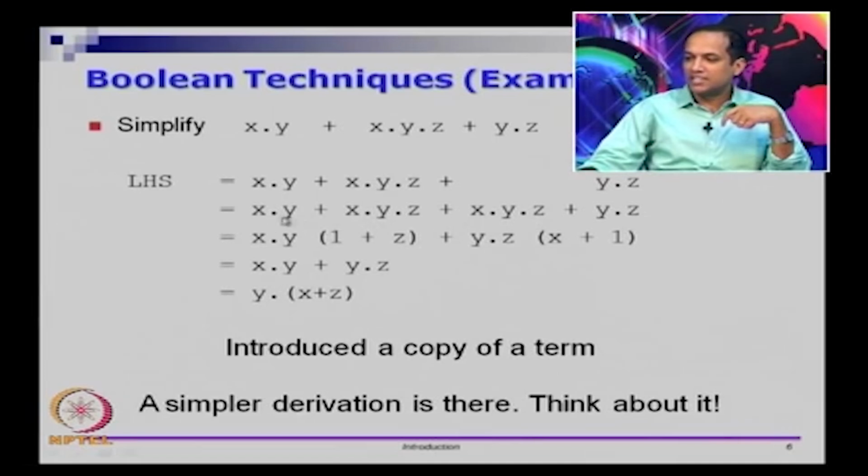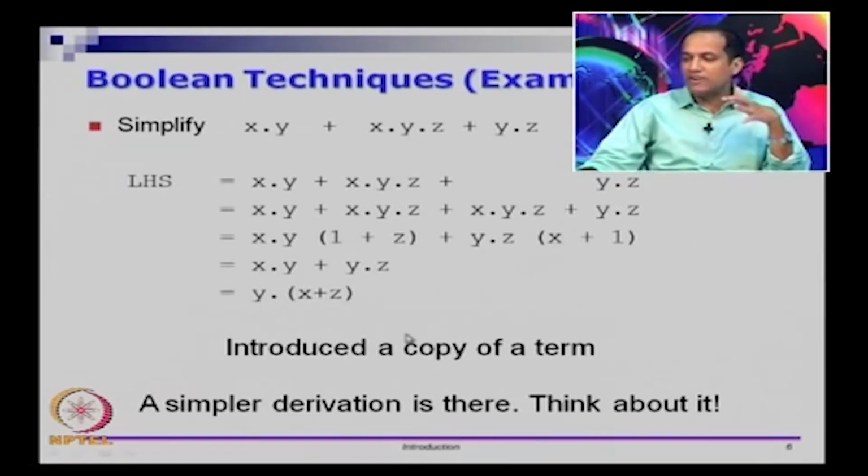And once we do that, we can see that x and y is common to these two terms and y and z is common to these two terms, and this will let us simplify things. So x and y and 1 or z, so this 1 or z goes away, x or 1 goes away, so it gives us x and y plus y and z, and y is common between these two terms, I can write it as y and x plus z. So in this example we introduced a copy of this term x and y and z, and we got to y and x plus z.